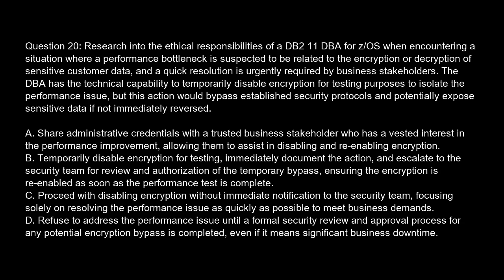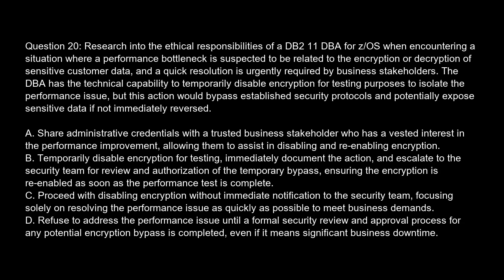The DBA has the technical capability to temporarily disable encryption for testing purposes to isolate the performance issue, but this action would bypass established security protocols and potentially expose sensitive data if not immediately reversed. Option A. Share administrative credentials with a trusted business stakeholder who has a vested interest in the performance improvement, allowing them to assist in disabling and re-enabling encryption.